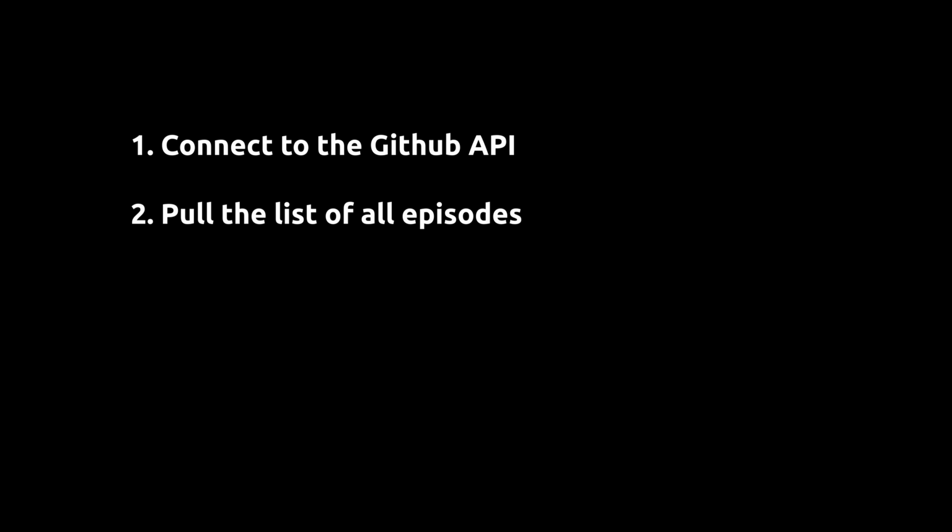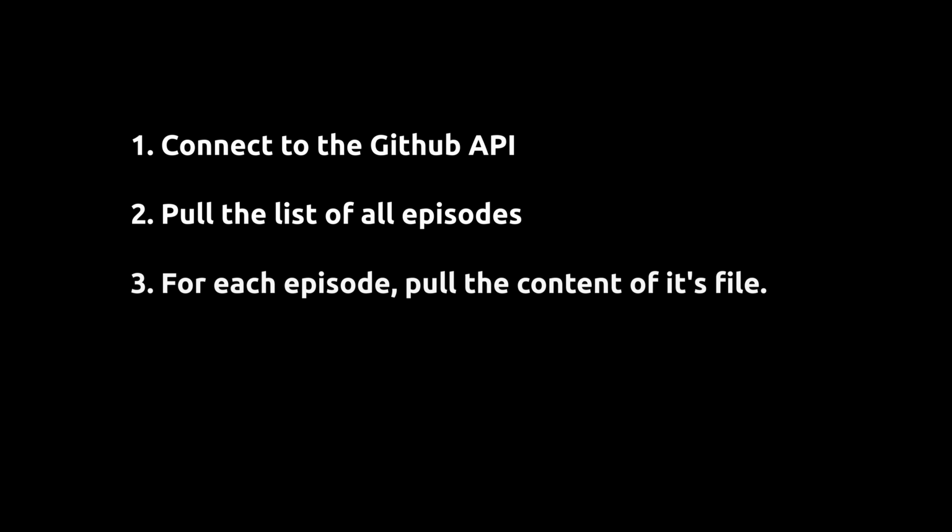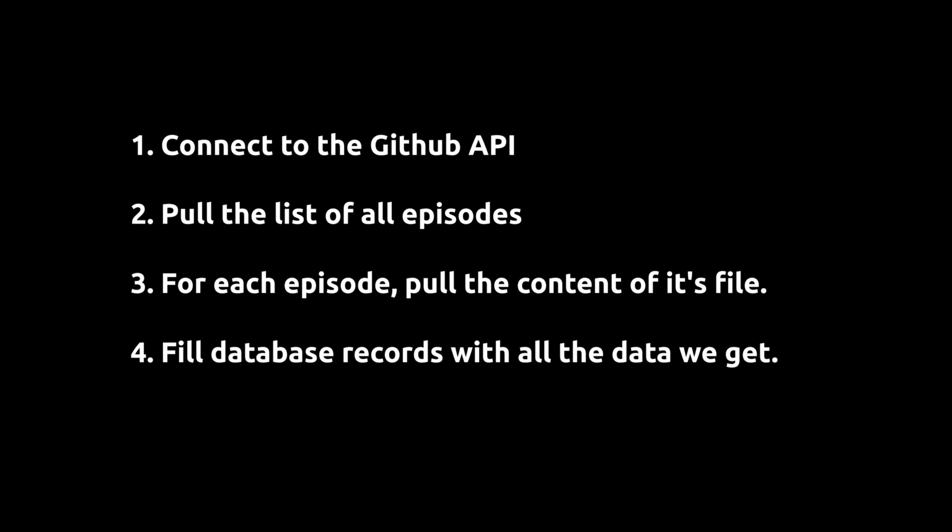Our goal for today is to connect to the GitHub API and pull the list of all episodes we have published or drafted out. For each episode, pull the content of its file. Fill database records with all the data we get. Next time, I'm going to extend it by making a commit after the change, but pulling data is already enough for an episode, so let's dive straight into it.